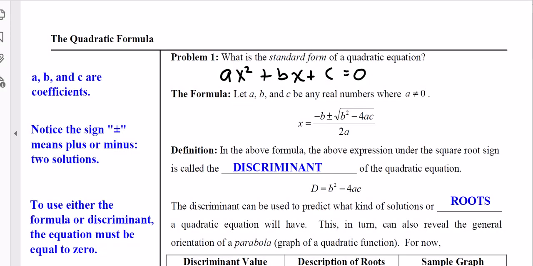You were introduced to the quadratic formula in Algebra 1. However, you never used it using complex numbers. Now that we've introduced you to complex numbers, we can use it to a greater extent. So we'll begin with the standard form of a quadratic being ax squared plus bx plus c equals 0, keeping in mind that a, b, and c are coefficients, or the numbers in front of the variables.